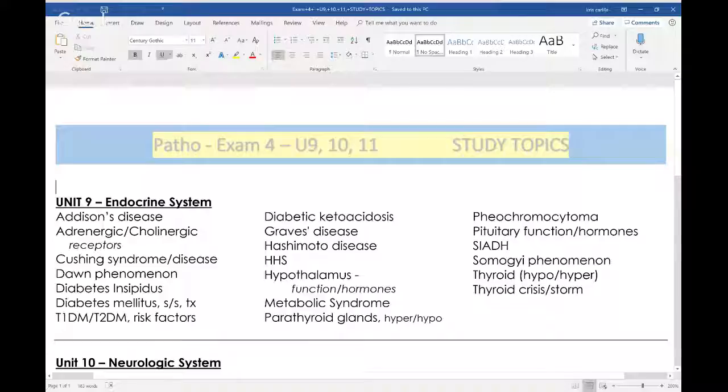hyperparathyroidism, because the body's calling for too much calcium, you're going to have osteoporotic bones, which is characteristic of pathologic bone breaks, and then you're going to get renal calculi in your kidneys because all that excess calcium flows down to the kidneys. It collects and forms as renal calculi. Okay. Is that helpful?